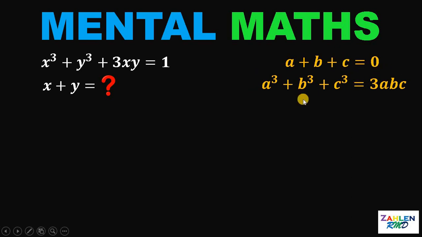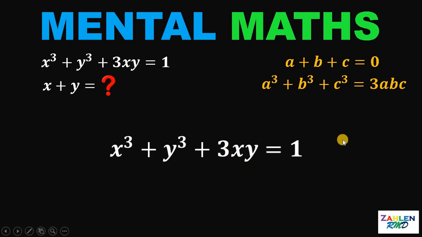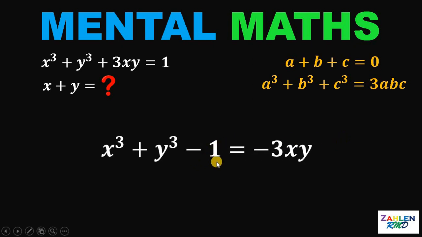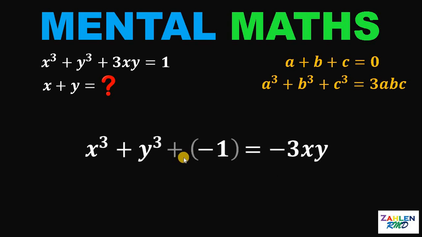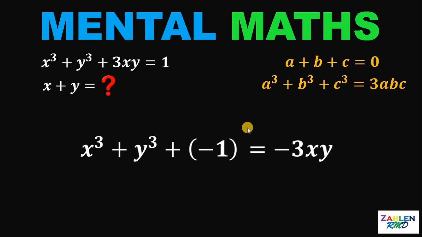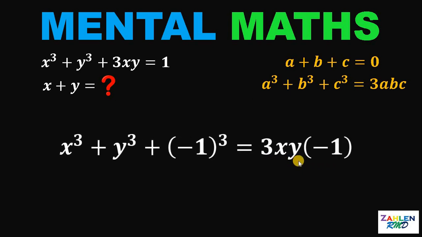Now, let's use this identity to answer this question quickly. Now, let's get our equation. Now, let's rearrange some terms a little bit. Now, realize that this minus 1 can be written as plus negative 1. And also take note that negative 1 cubed is still negative 1. Now, on the right-hand side, negative 3xy can be written as 3 times x times y times negative 1.